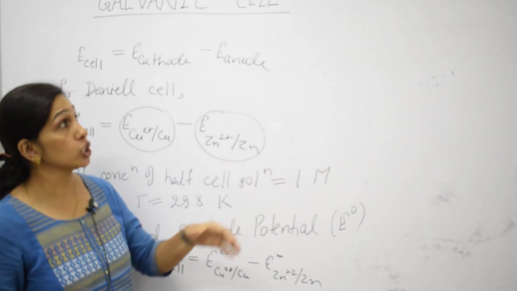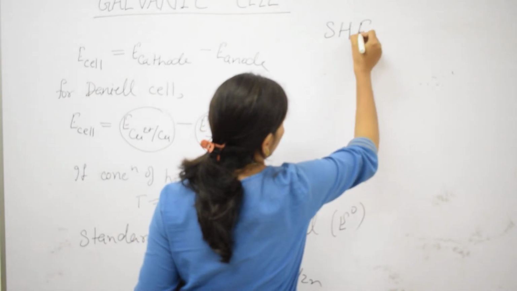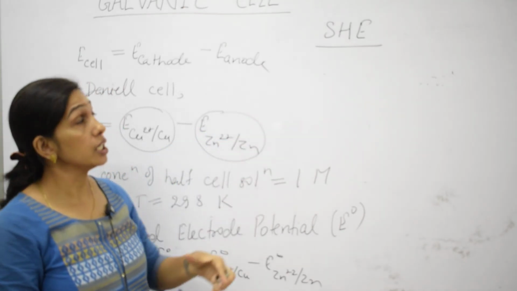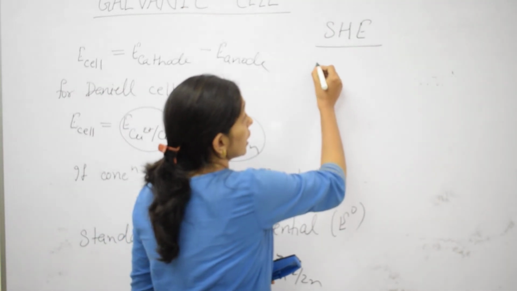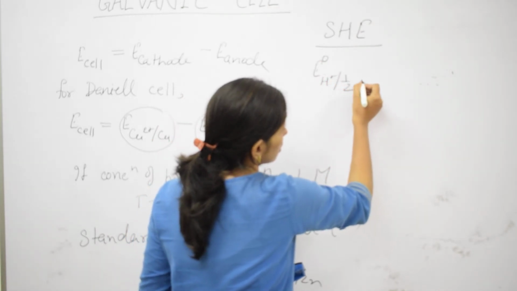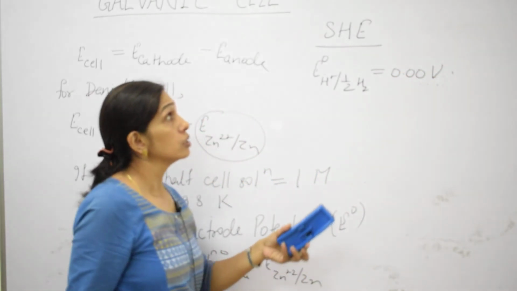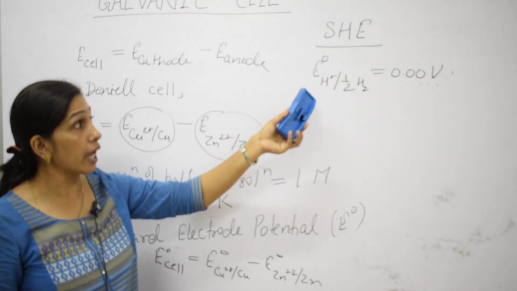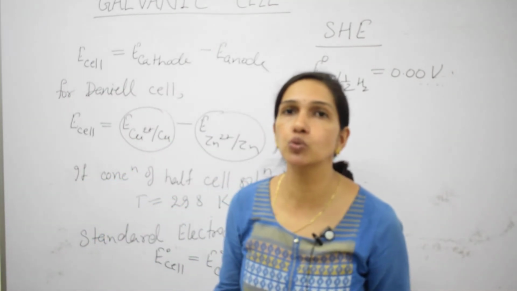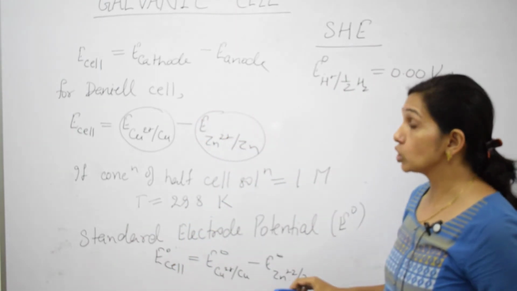A standard hydrogen electrode, SHE, according to the convention of IUPAC, its electrode potential is taken as 0.00 volt. So, the standard hydrogen electrode helps to measure the electrode potential of any individual half cell. What is a standard hydrogen electrode?